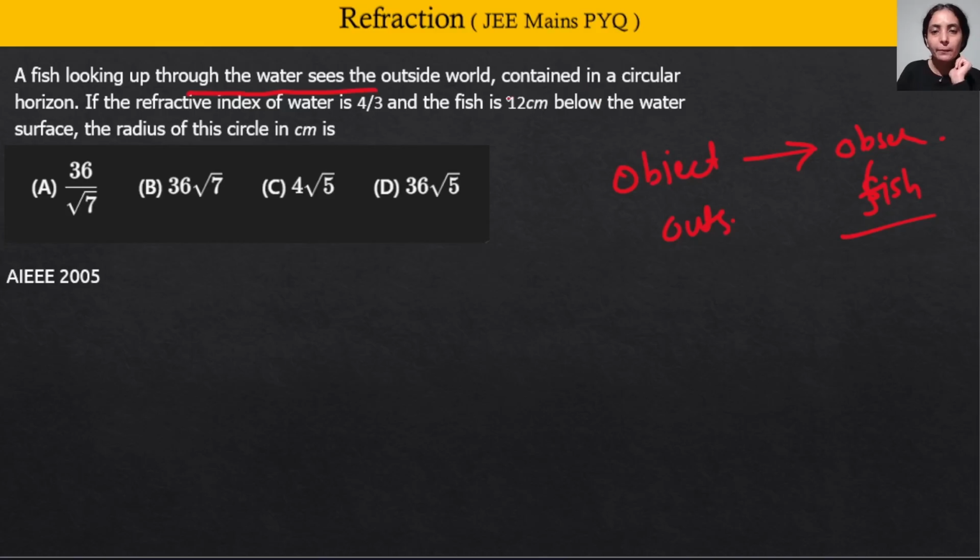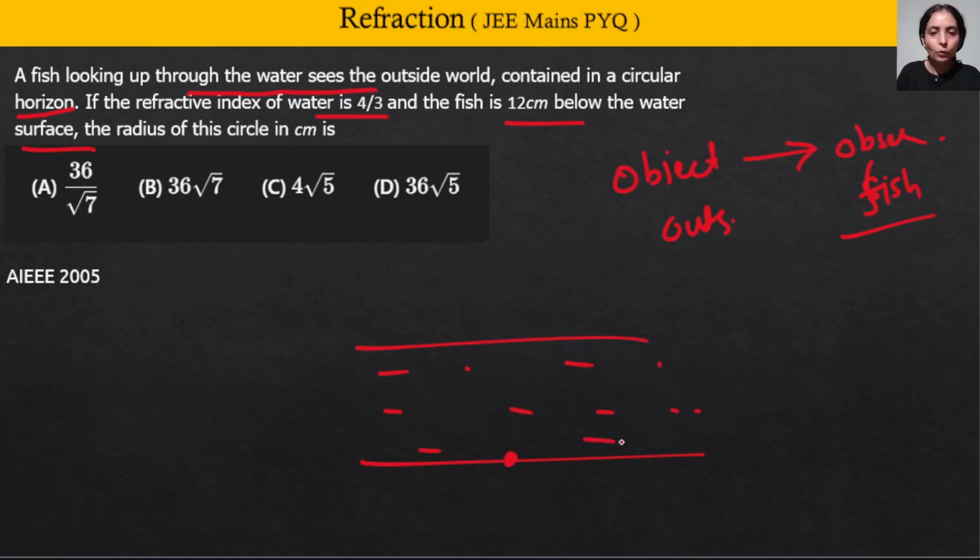ठीक है. Now what is happening? This is contained in a circular horizon. We know that if this is looking up through the water, the person will be able to see through circular horizon. Why? I will explain that. If the refractive index of water is 4/3 and fish is 12 centimeter below the water surface, radius of circle is. ठीक है. So let us talk about this question. Suppose कर लो fish यहाँ and this is water. Okay, so we know one thing that, देखो, if somebody is seeing the fish, let's say fish is getting seen.